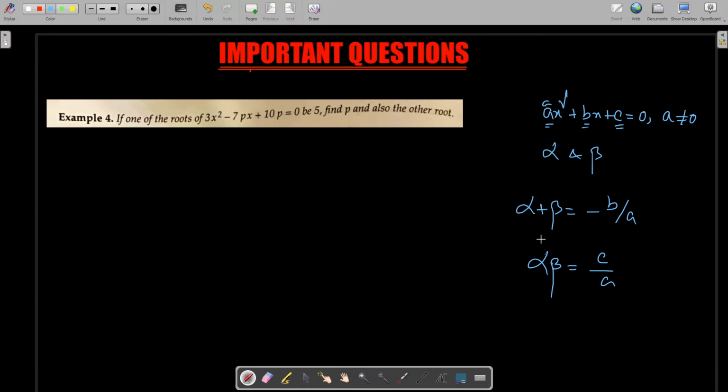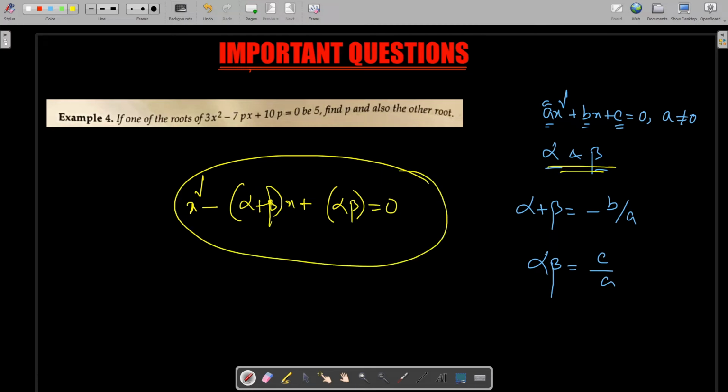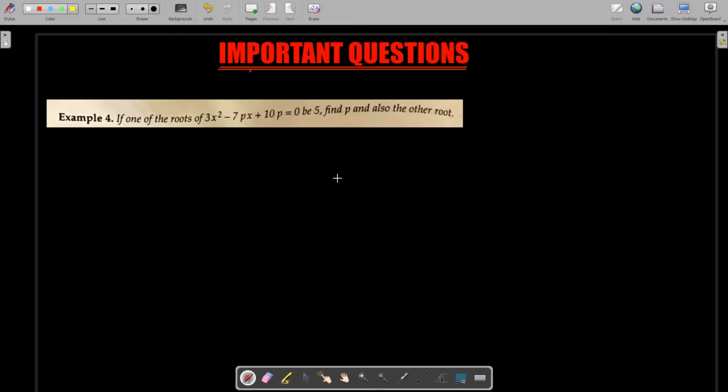Then we learned if we know the values of the roots, we can easily write the equation. How? It's simply x square minus sum of the roots into x plus product of the roots equals to 0. So if you know the value of the roots, you can easily get the equation using this formula. Now let's take some questions.